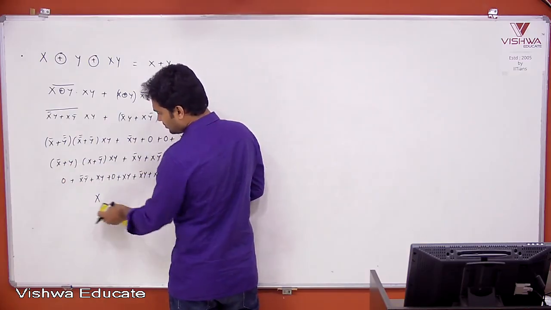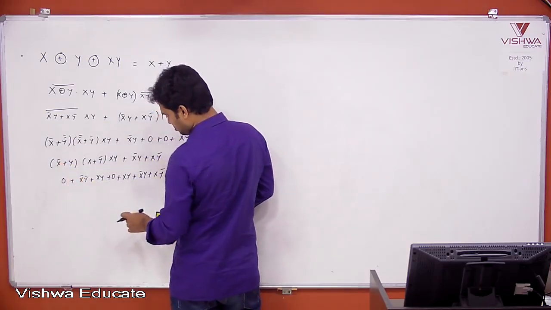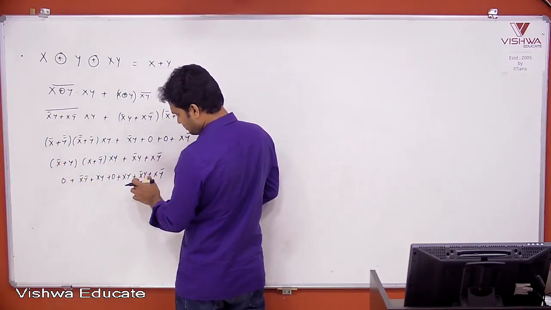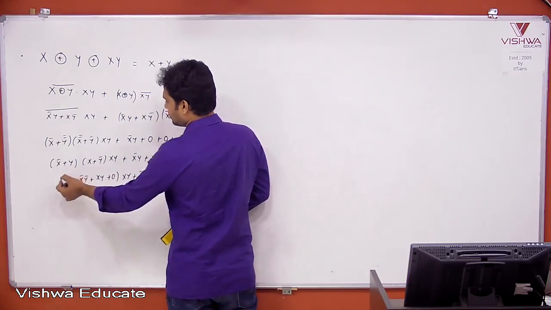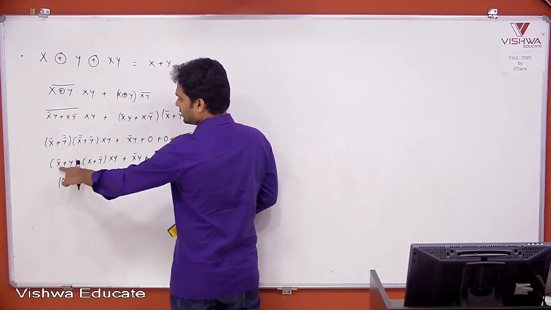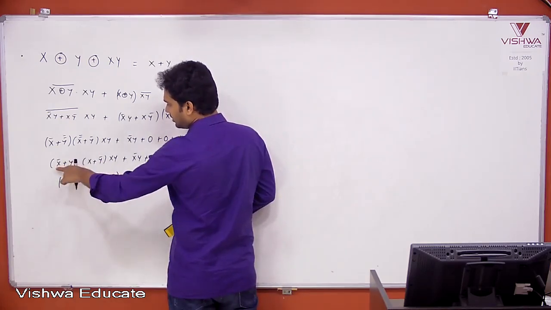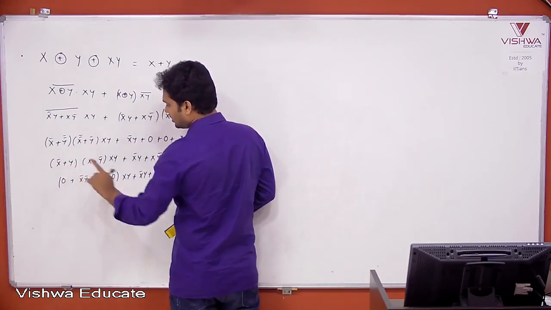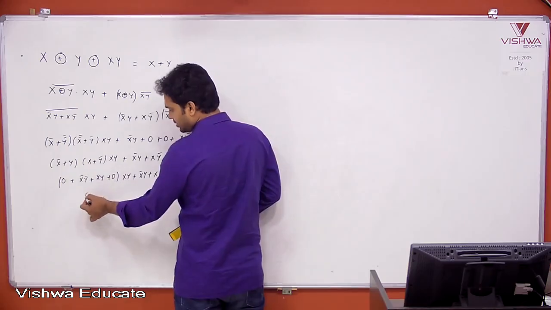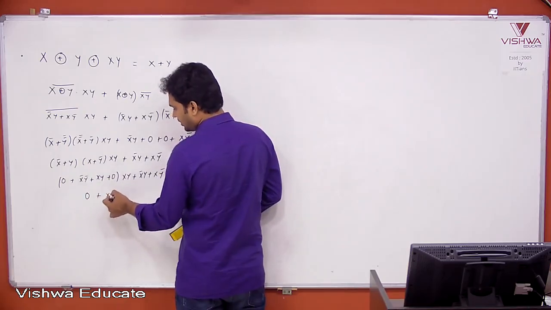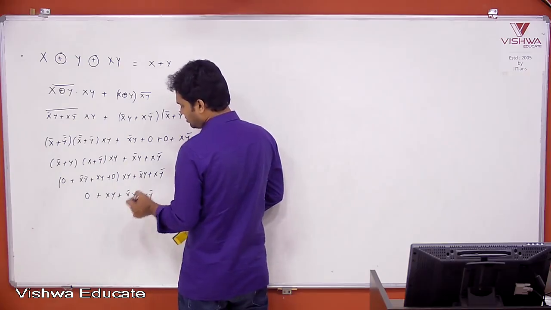One second, please. Yeah. X bar into X cancels. Y into X is XY. Y bar into X bar is this one. Y bar into Y cancels, right? Now X into X bar again 0. Lastly, what is the leftover? XY only. X bar Y plus XY bar.